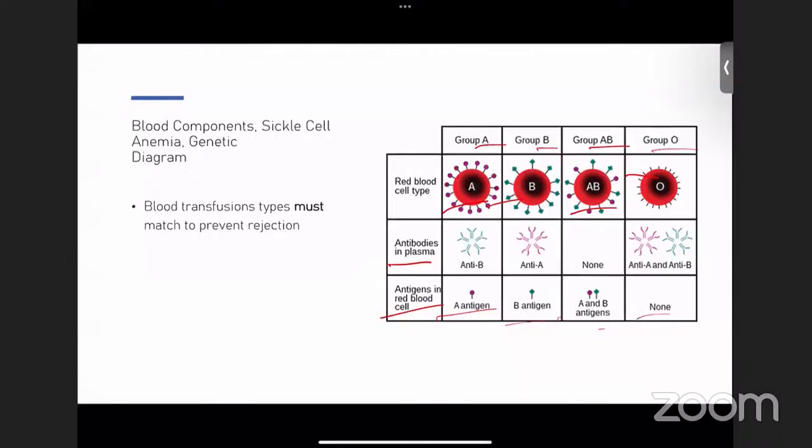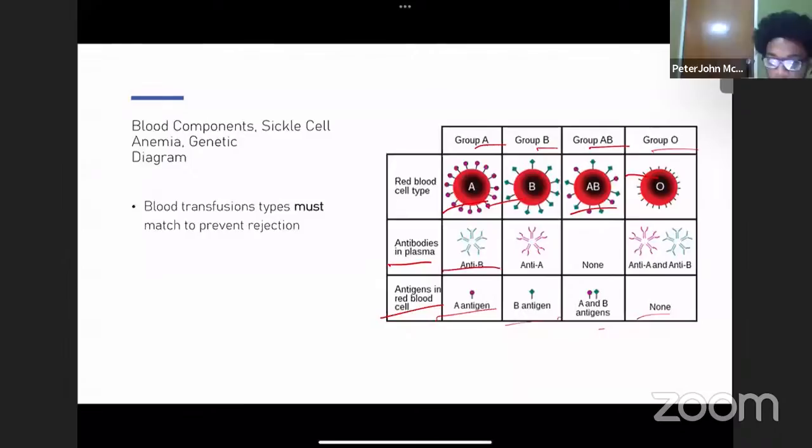So in my body, I have anti-B antibodies because I have A. I need to be on the lookout for B, because if I have A, I wouldn't have anti-A. I'd be destroying my own stuff. So I need to have anti-B. If I have B, I need to have anti-A. If I have A and B, I can't have any antibodies. Why? Because I'll just be killing my own cells.